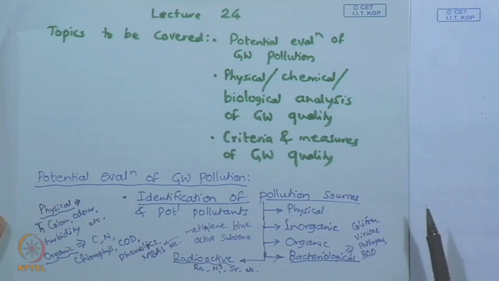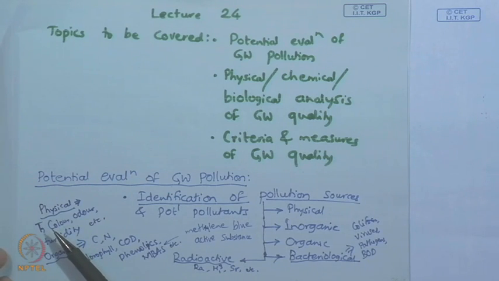And here, the pollutants may be either physical pollutants, inorganic pollutants, organic pollutants, bacteriological pollutants, or radioactive pollutants. When it comes to the physical pollutants of groundwater pollution, these include temperature, color, odor, turbidity, etc. These can all be grouped under the physical pollutants.